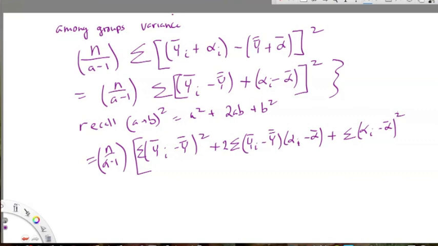Now, I put the close brackets here. I could distribute n over a minus 1 among all of these, right? I could put that there, there, and there. I'll just go ahead and let you do that if you would like. But let's look at this first term. When multiplied by n over a minus 1, what does that give us?